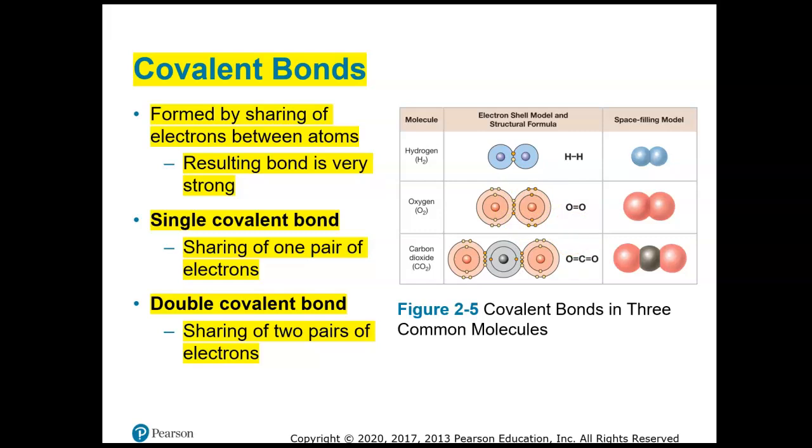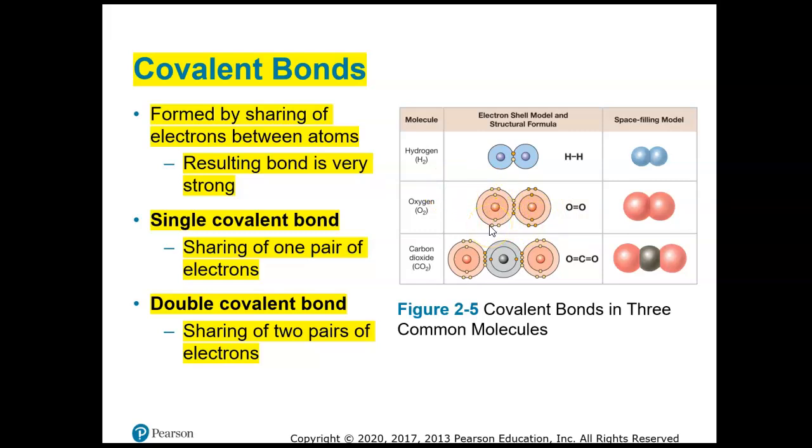So each oxygen needs 2 more. So if they share 2 with each other, that comes out to be a total of 4. And that is 2 pairs of electrons that are being shared. So when you actually write that, you would put 2 oxygen atoms, and in between them you'd put a double line, because that's a double covalent bond. But that gives them 8 electrons each in their outer energy level.